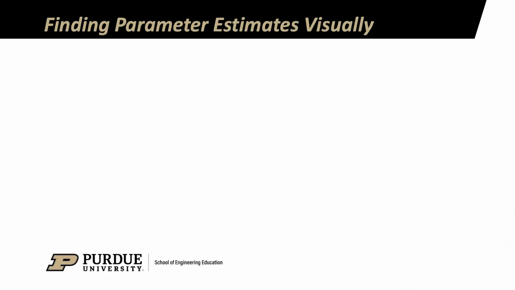Okay, now we're going to do an activity together in your teams. We're going to work on finding parameter estimates by using visual information only. So first we need to find all of the information for the activity.